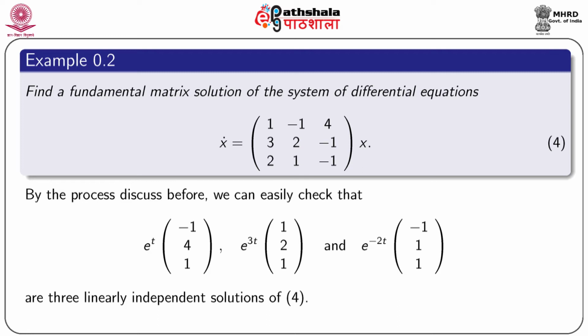So, how do you get that? All you have to do is consider this matrix and find the eigenvalues, and you will see those eigenvalues to be 1, 3 and minus 2. Once you do that, you calculate the eigenvectors corresponding to the eigenvalues 1, 3 and minus 2, and you will get those solutions to be (minus 1, 4, 1), (1, 2, 1) and (minus 1, 1, 1), and hence you can say that these three are linearly independent solutions of 4.